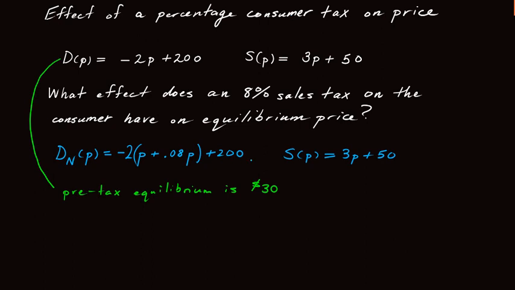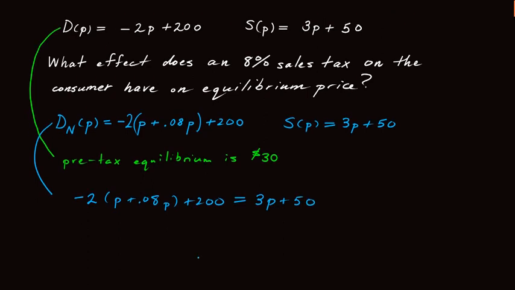But we could also ask what happens after the tax. In that case, we have to set the new demand equation, minus 2 times P plus 0.08P, plus 200, equal to the supply equation, 3P plus 50, and now solve for P. That'll give us the post-tax equilibrium. So P plus 0.08P is the same as 1.08P, so I have minus 2 times that, plus 200, is equal to 3P plus 50.